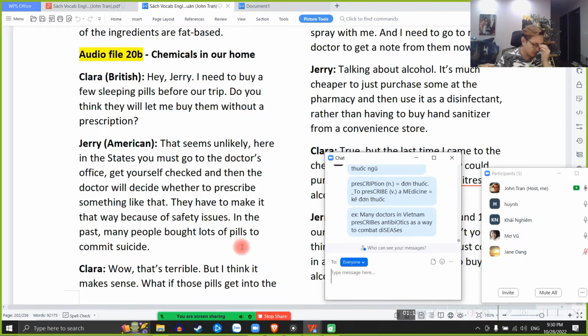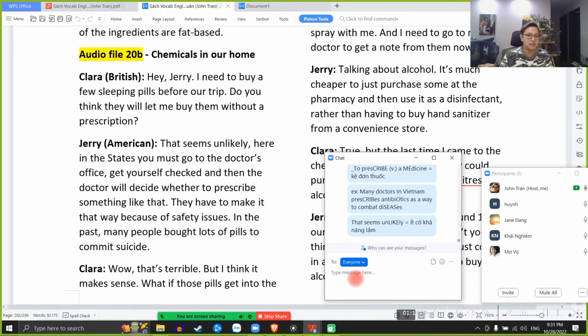In the past, many people bought lots of pills to commit suicide. Okay, that seems unlikely. Điều đó có vẻ như là không có tiềm năng, tức là ít có khả năng lắm. So that seems unlikely. Ít có khả năng lắm. Unlikely mà likely là có tiềm năng, thì unlikely là ngược lại, ít có khả năng lắm.